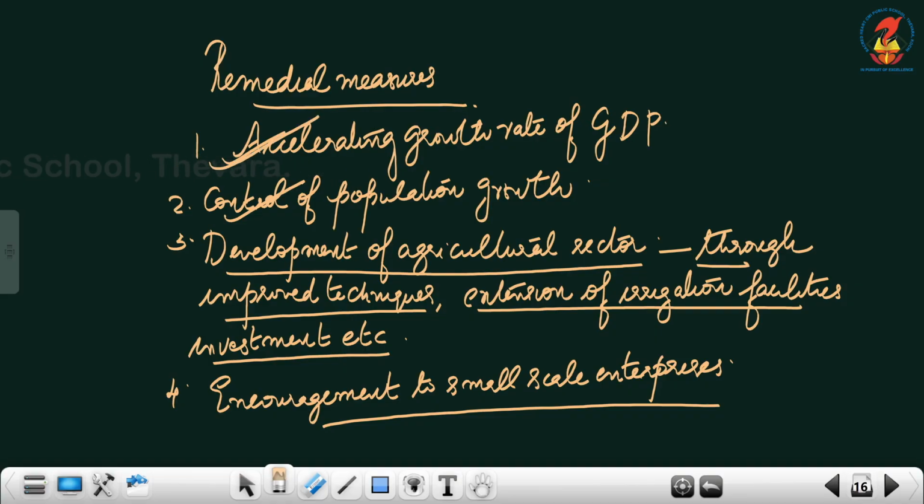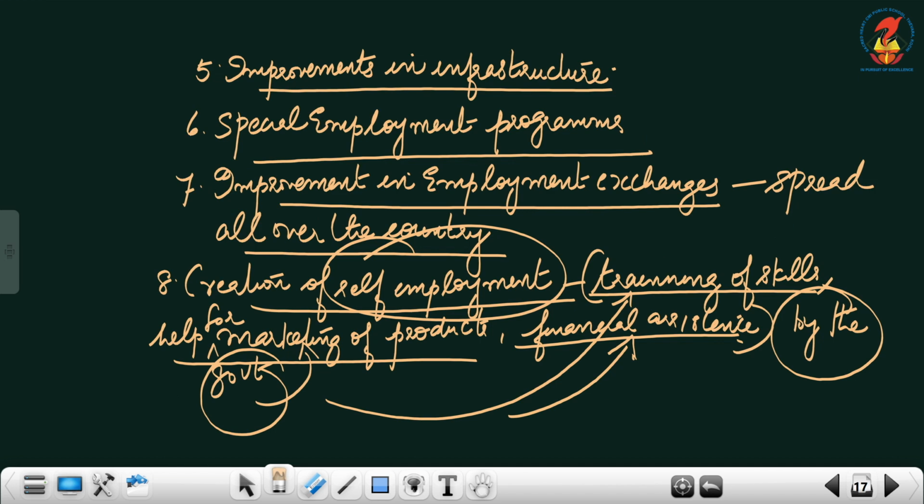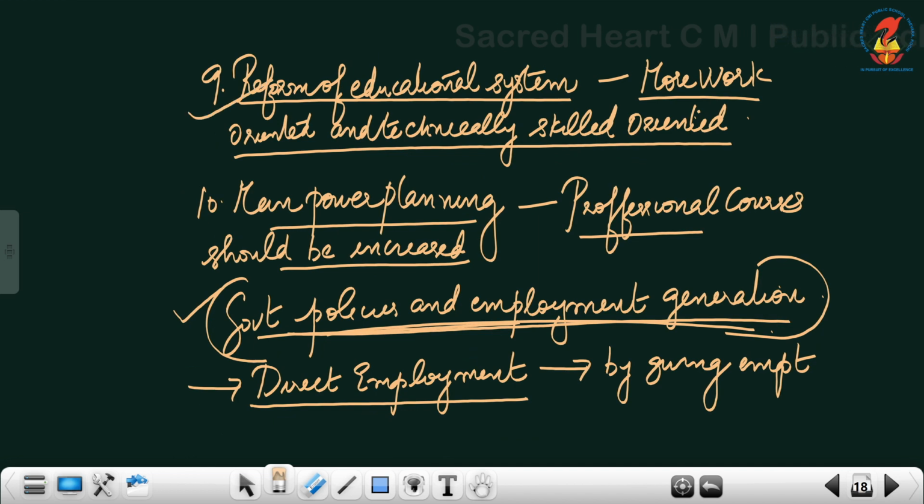First one is accelerating the growth rate of GDP, control of population growth, development of the agricultural sector, encouragement to small scale enterprises, improvements in infrastructure, special employment programs, improvement in employment exchanges, creation of self-employment, reforms of the educational system, manpower planning. The government should encourage more professional courses.